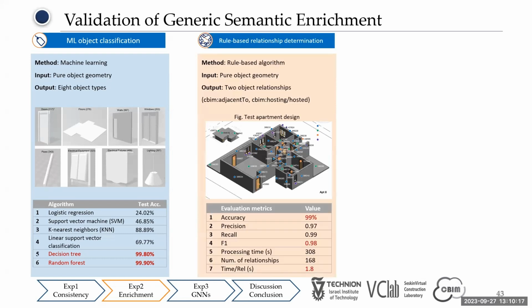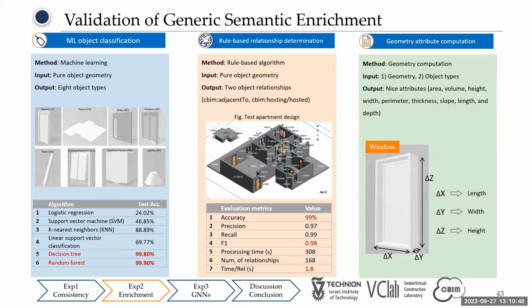The second tool is rule-based relationship determination. We are going to use purely object geometry to calculate the adjacent-to and the hosted relationships. The performance of the algorithm is great. Its accuracy achieves 99%, and its F1 is also close to 1. And it uses 1.8 seconds to generate one piece of relationship.